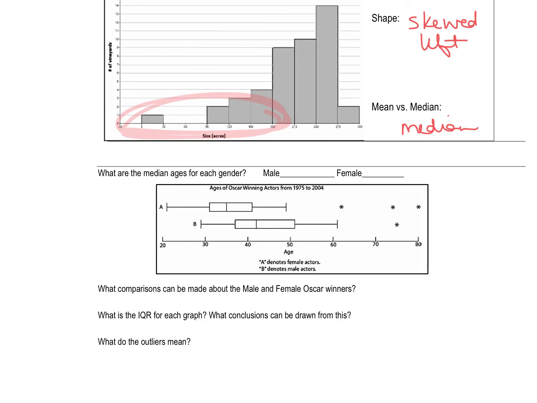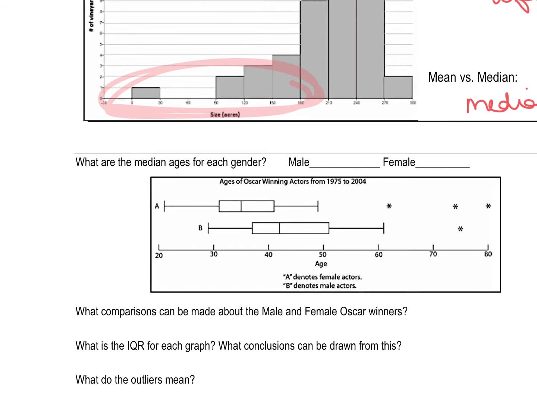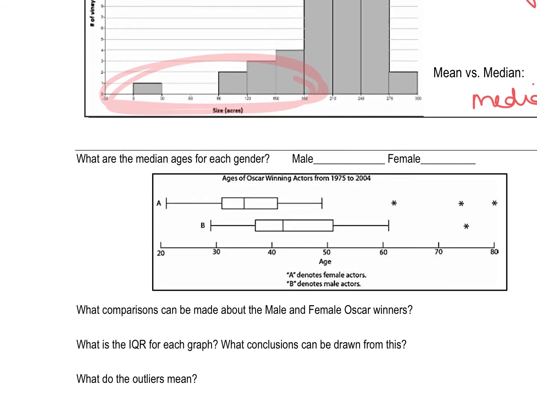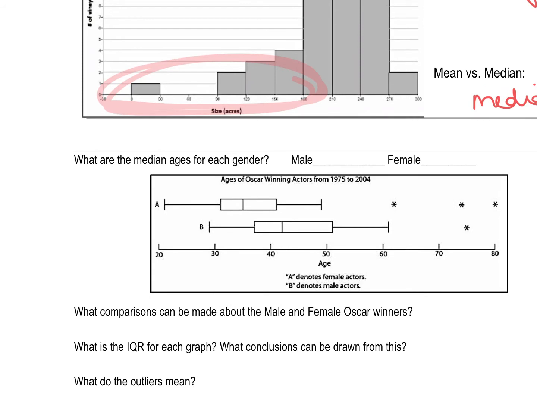So let's first look at what this is describing. This is ages of Oscar-winning actors from 1975 to 2004. The top box plot is the female actors, so I'm just going to write this here right next to the top box plot so I keep it straight. And the bottom box plot B, that's the male actors. So I'm going to just label that on there so I don't get it mixed up.